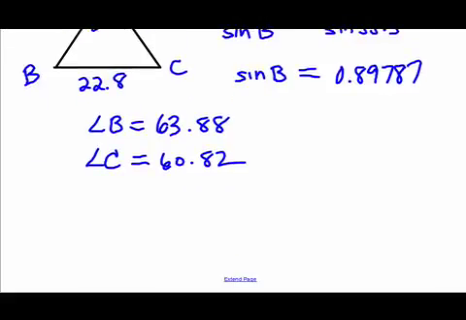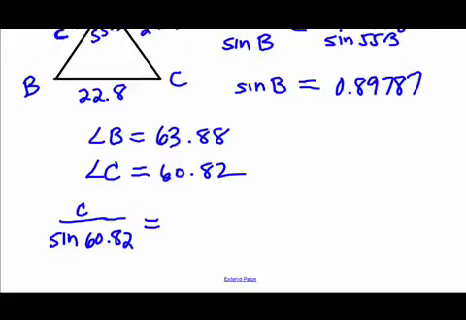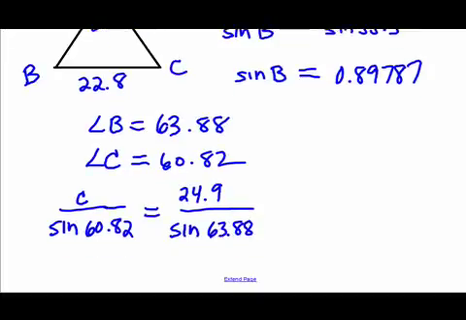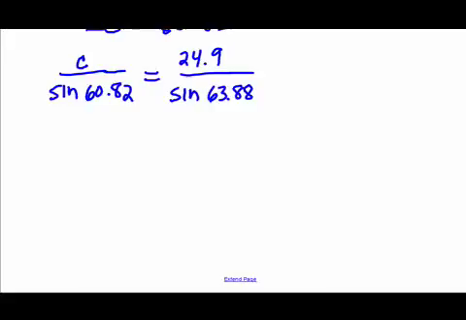So we've got to use the law of sines one more time. C over the sine of C, sine of 60.82, equals, and here it's up to you. You can use A and sine A, or B and sine B, whatever you'd like to use. You'll get the same answer. So I'll use B, 24.9 over the sine of angle B, which we found to be 63.88. We multiply together, divide by the sine of 63.88, and we get C is equal to 24.21.